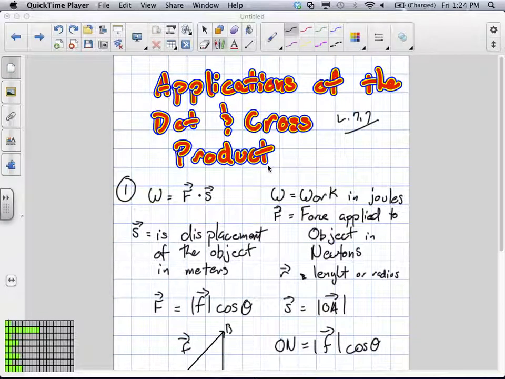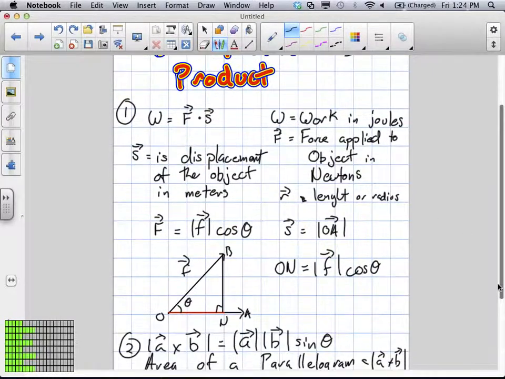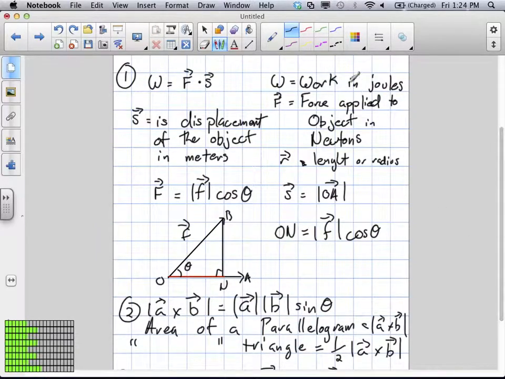Okay, so now we're going over applications of the dot and cross product. This is lesson 7.7. They've given us quite a few formulas here. I'm going to scroll down a bit so you can copy them as we talk about them. The first formula calculates work, okay?